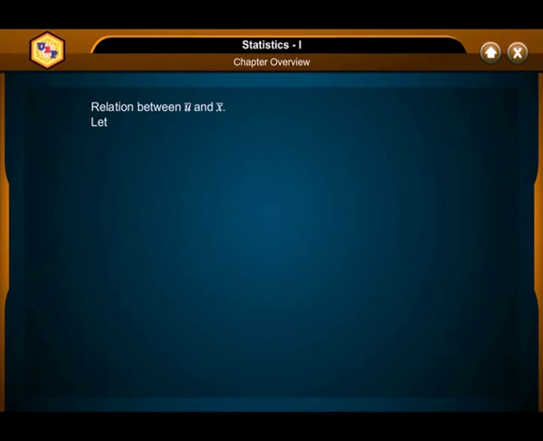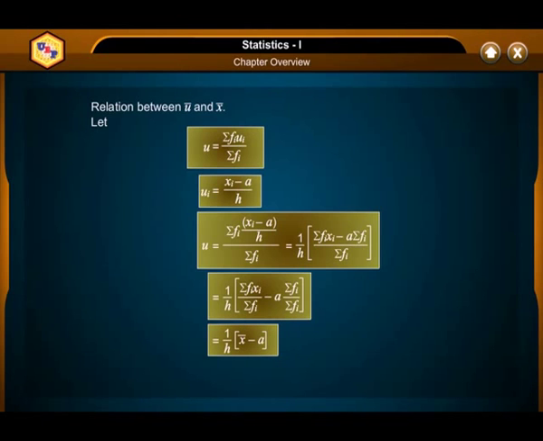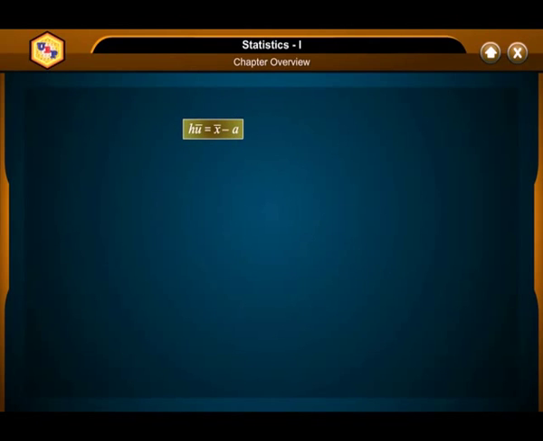Relation between u bar and x bar. Let u bar be equal to sigma fi ui upon sigma fi, where ui equal to xi minus a upon h. U bar equal to sigma fi into xi minus a upon h, upon sigma fi, equal to 1 by h into sigma fi xi minus a sigma fi upon sigma fi, equal to 1 by h into sigma fi xi upon sigma fi minus a sigma fi upon sigma fi, equal to 1 upon h into x bar minus a. So h u bar equal to x bar minus a, x bar equal to a plus h u bar, x bar equal to a plus h into sigma fi ui upon sigma fi.